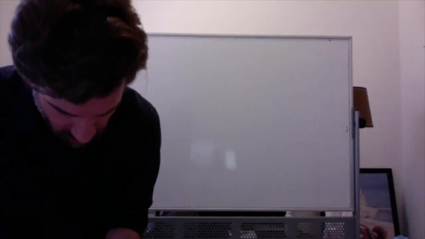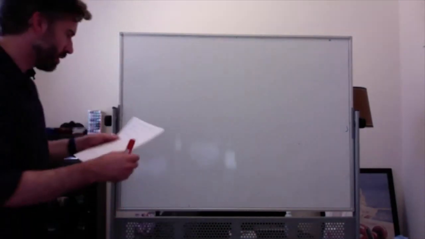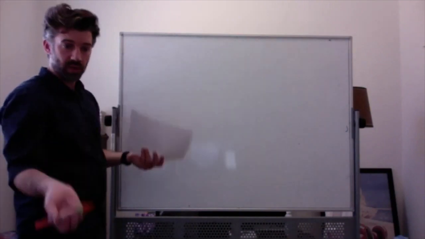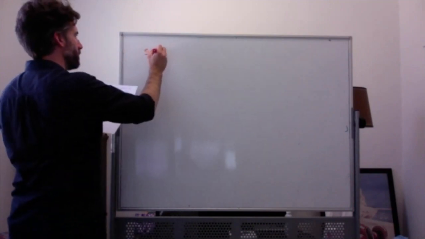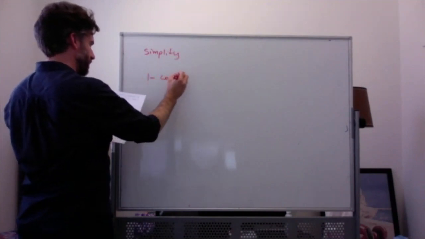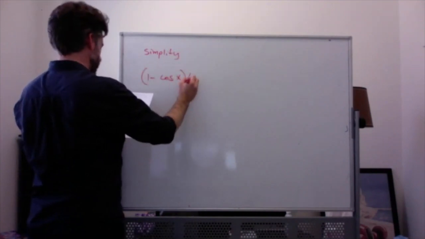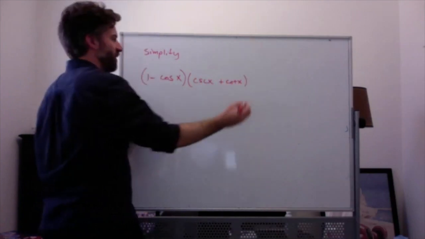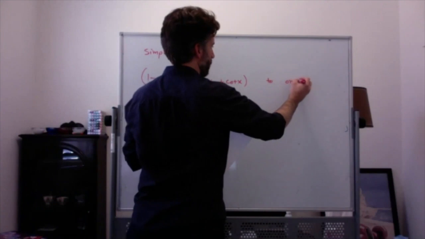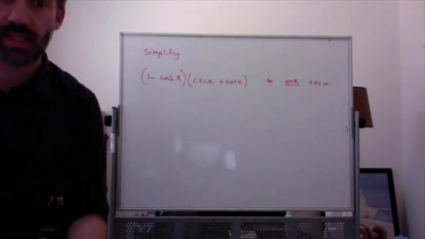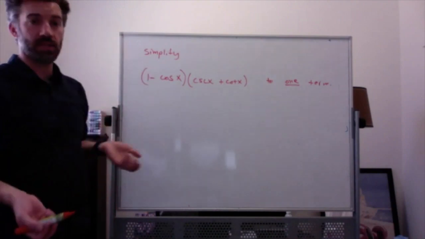So let's look at, say, this one. I want to use the trigonometric identities we just talked about to simplify this expression: 1 minus cosine of x times cosecant of x plus cotangent of x. Simplify this to one term. The idea is to use all the things we just learned.